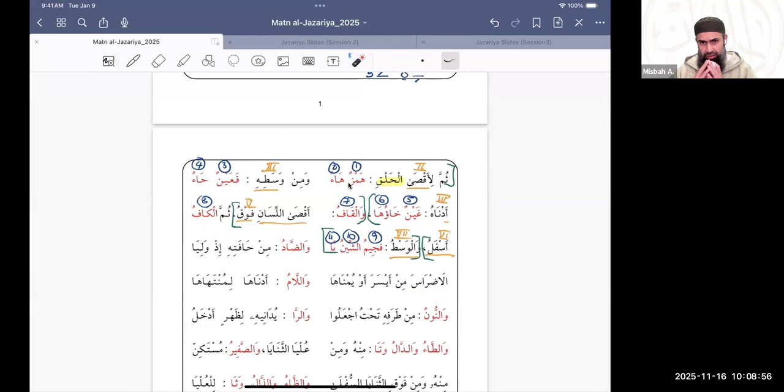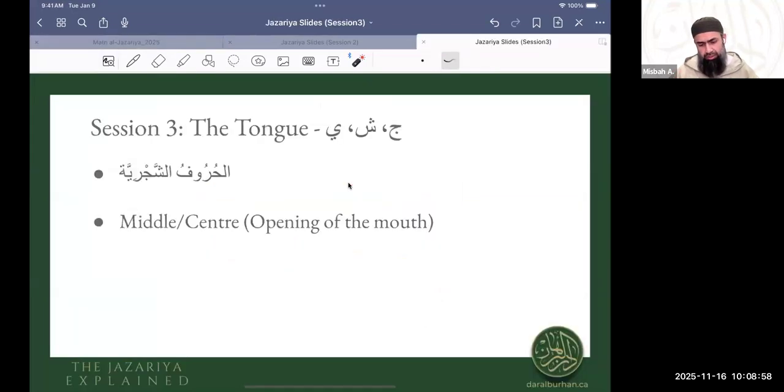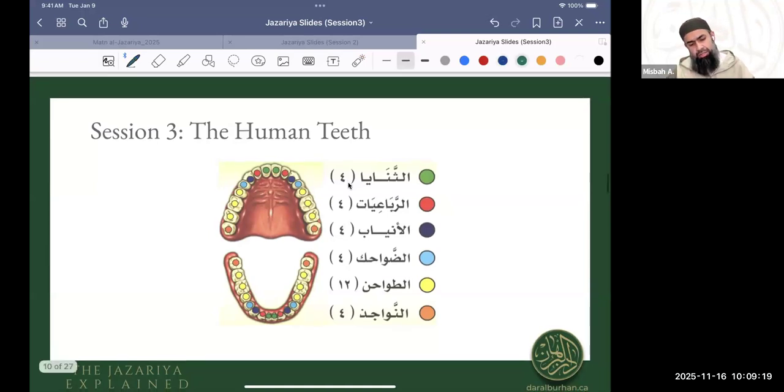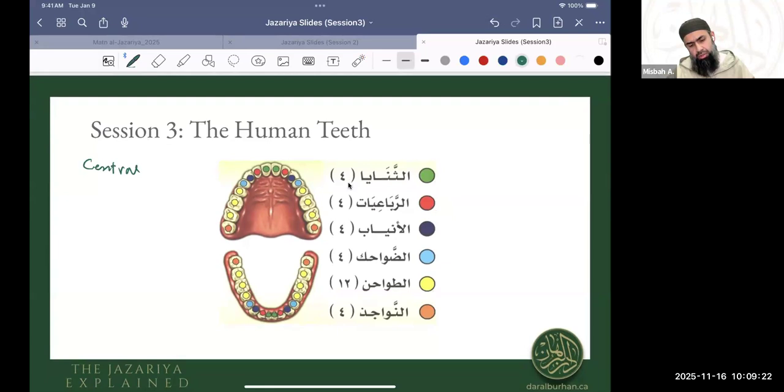Okay, so we'll go back to our slides and we'll look at the teeth for a second. This is the human teeth, and they are color coded here for ease of reference, and we'll write them in English, inshallah ta'ala. Al-thanaya are your central incisors. If you know your terminology, these are the front two teeth, the very front two teeth.